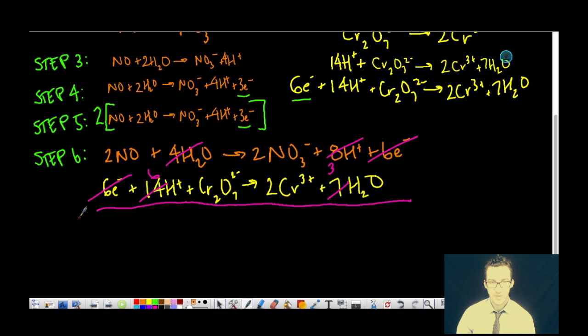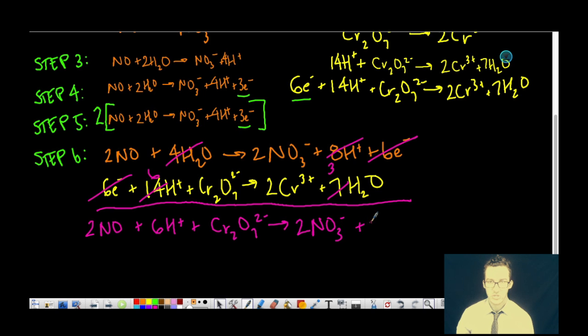And so when you finish up here, our complete balanced redox reaction using the half reaction method is going to be 2NO plus 6 hydrogen ions plus our dichromate ion. And on the right-hand side, we're going to have 2 of those nitrate ions plus 2 of those chromium ions plus 3 of those waters. And that represents your balanced redox reaction in acidic solution. Boom.